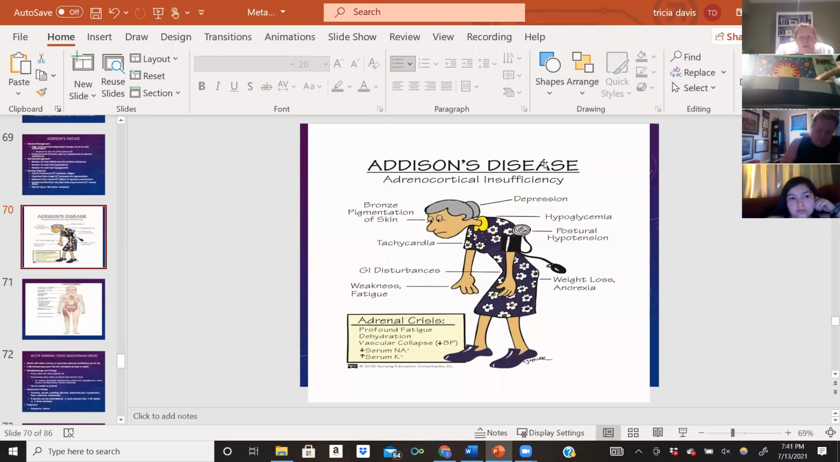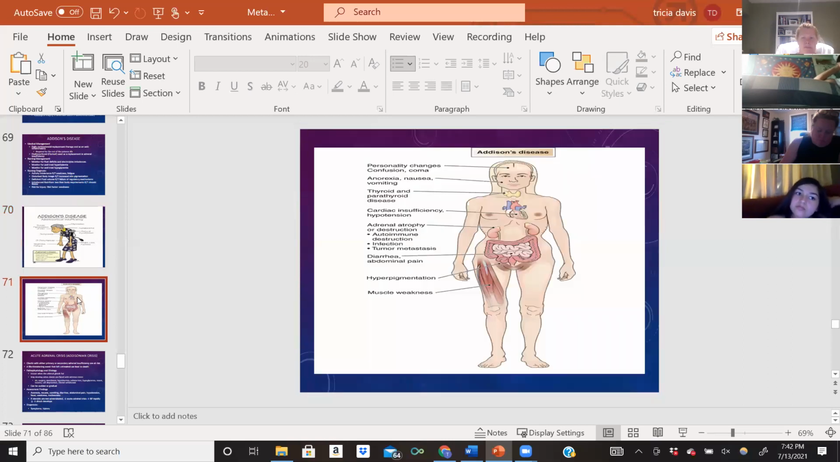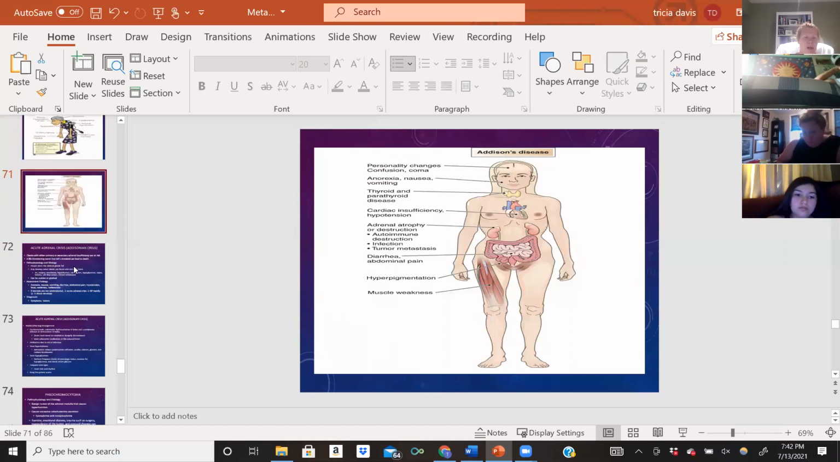So this is your patient with Addison's: depression, hypoglycemia, postural hypotension. They're going to have anorexia, weight loss, bronze pigmentation of the skin, increased heart rate, GI disturbances, weakness, and fatigue. This is just another picture that I took from your book for you guys to look at.